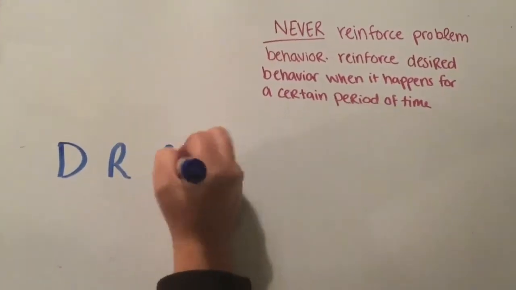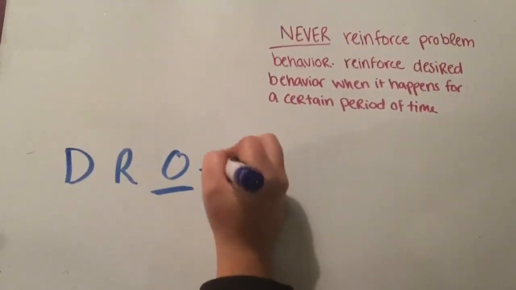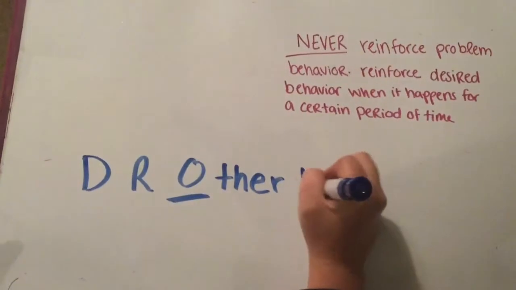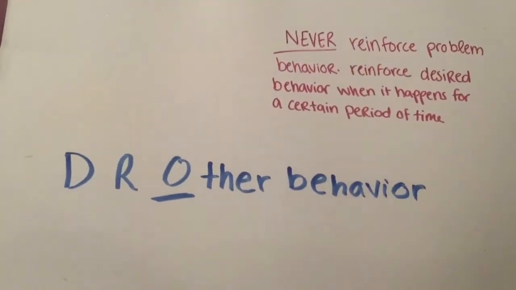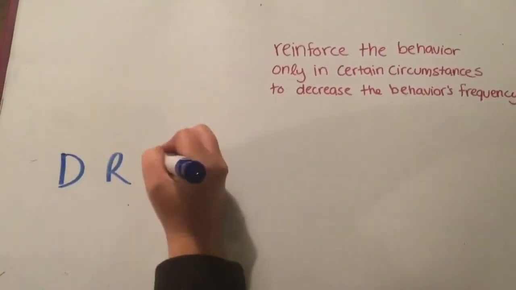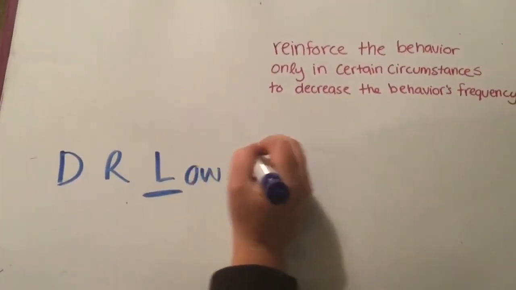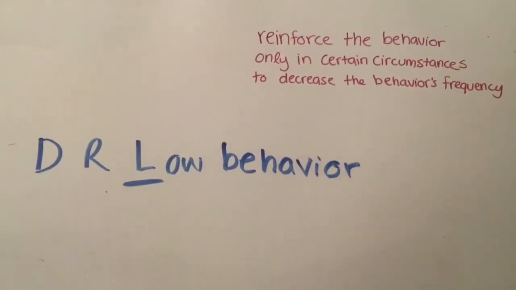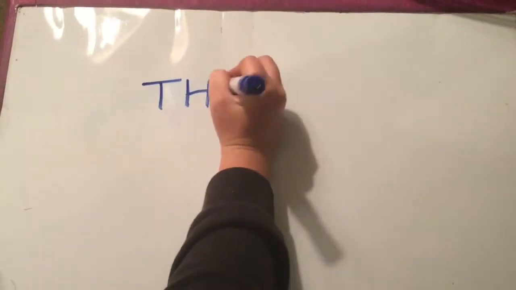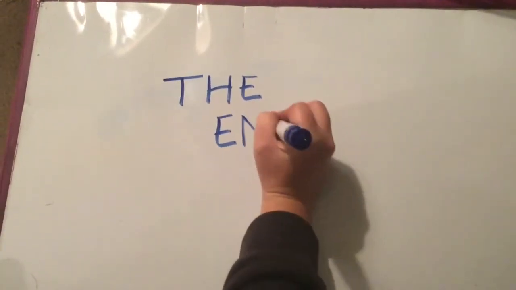DRO is when you never reinforce problem behavior, and you reinforce desired behavior when it happens for a certain period of time. And finally, DRL is when you reinforce the behavior only in certain circumstances to decrease the behavior's frequency. I hope this video was helpful in recognizing the different types of differential reinforcement.